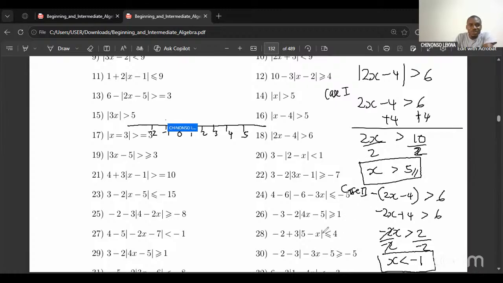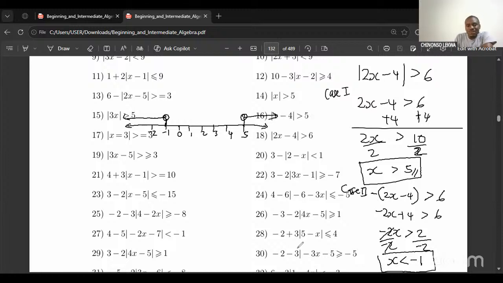So we got x is less than -1, which at this point goes to negative infinity. And then on the other side, we've got x is greater than 5. So this goes to positive infinity.